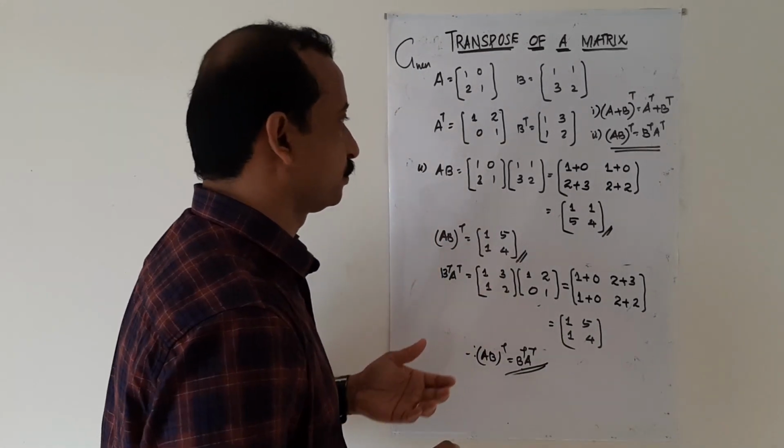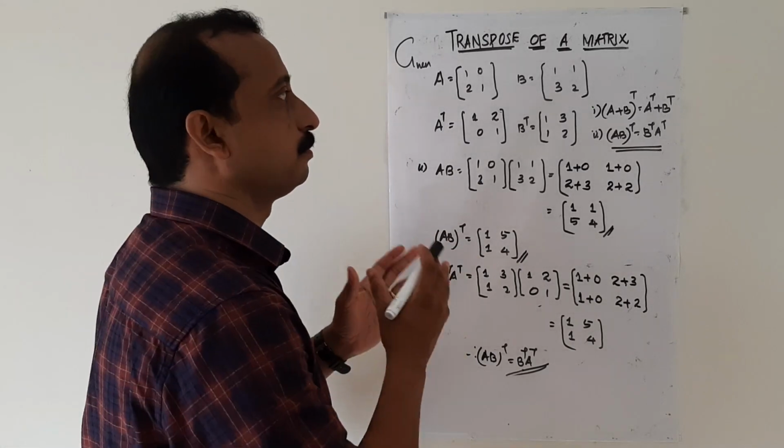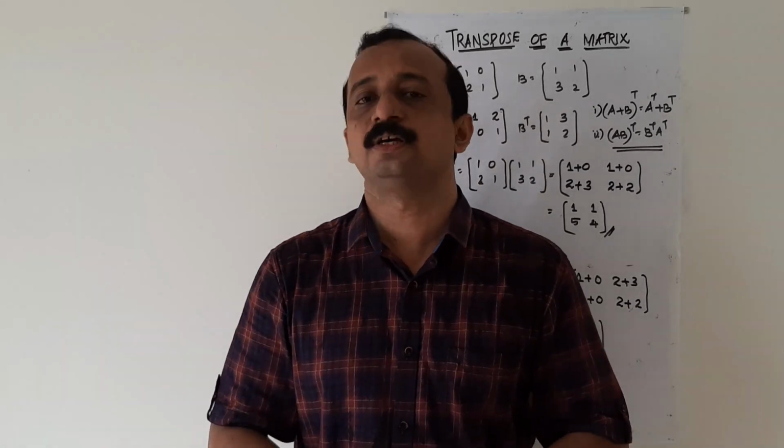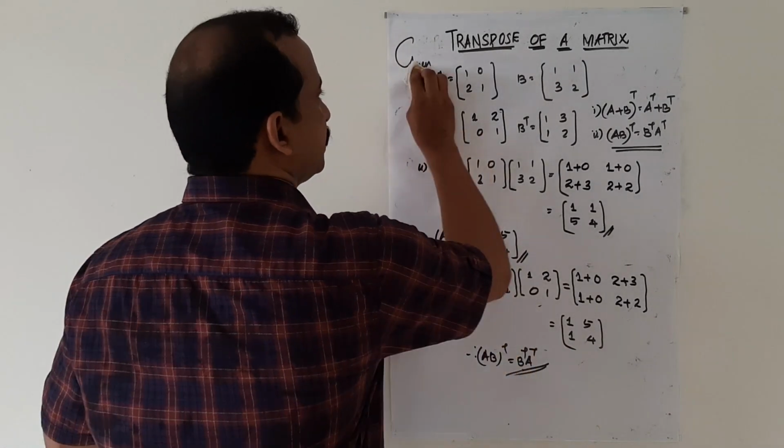Okay, it's a very simple portion, also a very important section, because questions based on this are repeated. Okay, now we'll discuss one more question based on this property.